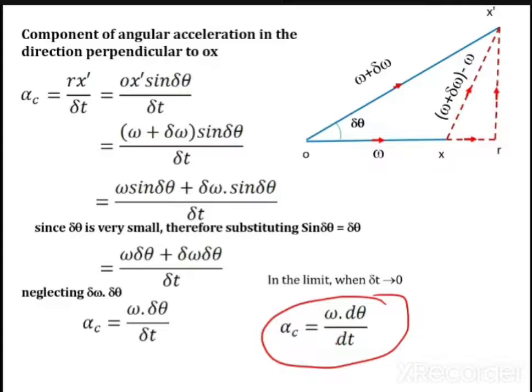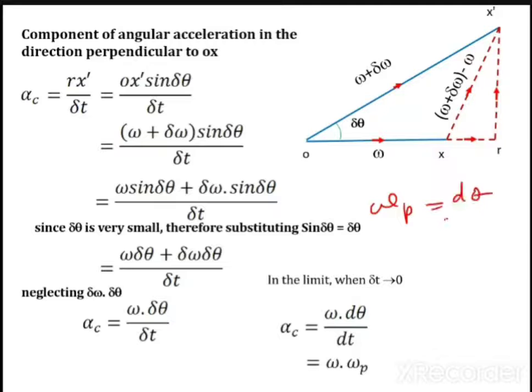Now I have got both the components. Have you understood how I got this component? First is the tangential component, second is the radial component. Once I have got both the components, next is very easy. Basically here I am writing omega p is equal to d theta upon dt. Now this term I will explain to you later on.